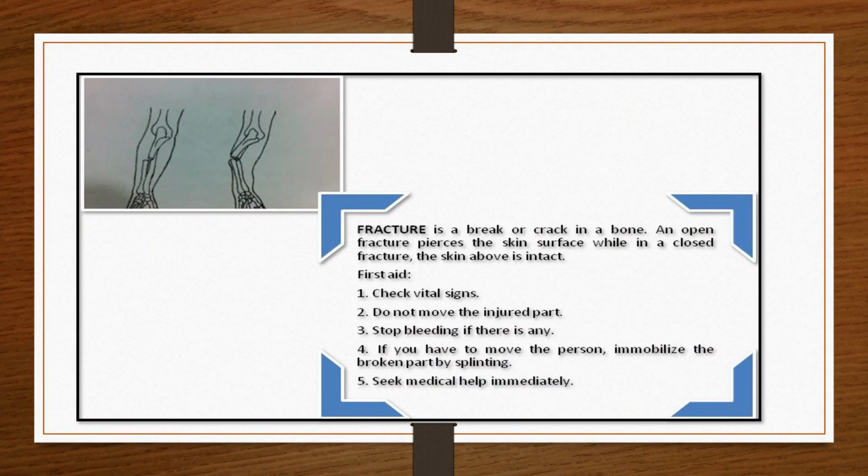Next is fracture. Fracture is a break or crack in a bone. An open fracture pierces the skin surface, while in a closed fracture the skin above is intact. First aid: check vital signs, do not move the injured part, stop bleeding if there is any. If you have to move the person, immobilize the broken part by splinting, then seek medical help immediately.